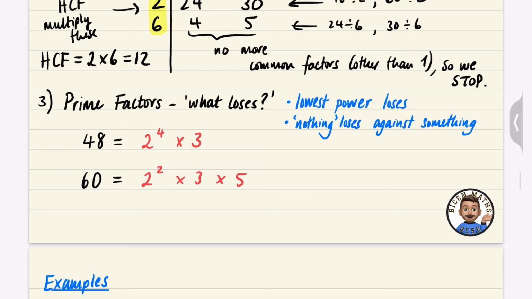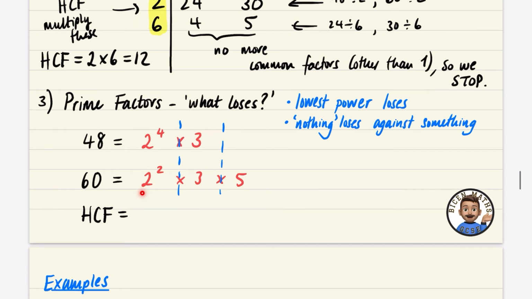Now we're going to have a look at what these instructions say. It says the lowest power loses. So for the highest common factor, we're going to say what loses. The lowest power loses, and nothing loses against something. So we're going to have a look at each of these bits as separate sections. We're going to look at the 2 section, the 3 section, and the 5 section, and we're going to find out what loses for the highest common factor.